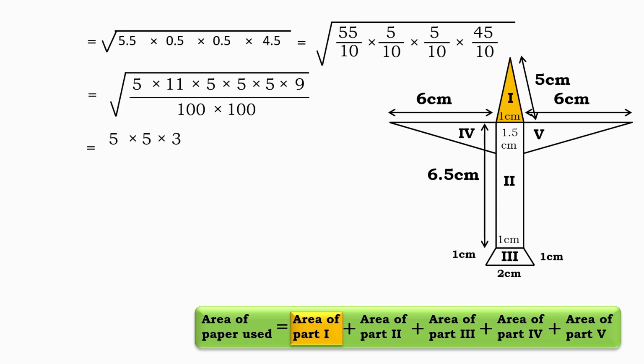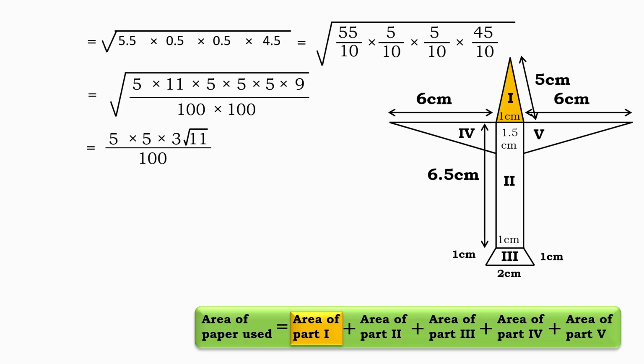Then we have 9. 9 can be written as 3 into 3. So 2 pairs of 5 we got, so 1 5 and 2 5. The second 5 will also come out. So that means 2 5 will come out and also the 3. But 11 has no pair, so 11 will remain inside the square root.